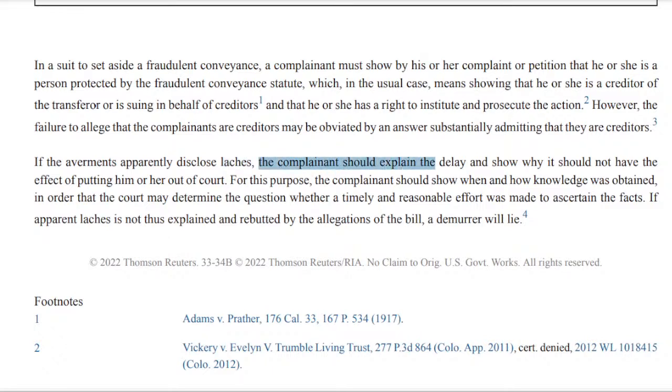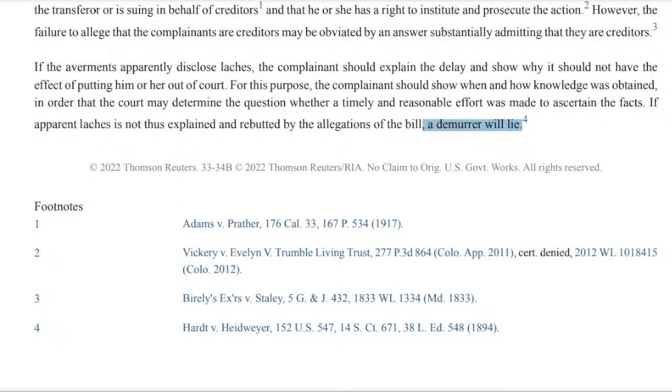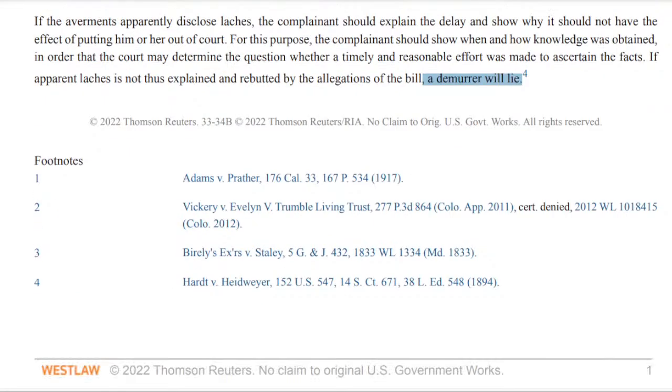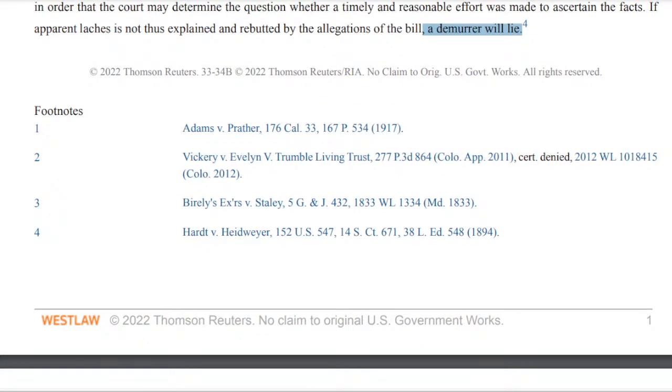The complainant should explain the delay and show why it should not have the effect of putting him or her out of court. For this purpose, the complainant should show when and how knowledge was obtained, in order that the court may determine the question whether a timely and reasonable effort was made to ascertain the facts. If apparent laches is thus not explained and rebutted by the allegations of the bill, a demurrer will lie. So there it is, 1894, when they like to use words like demurrer.